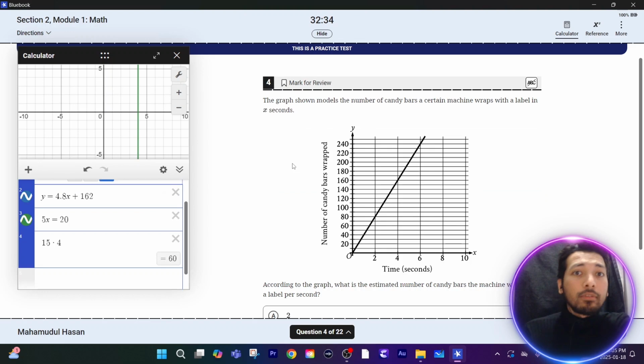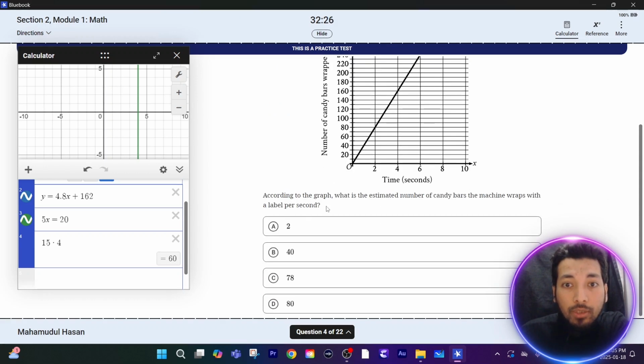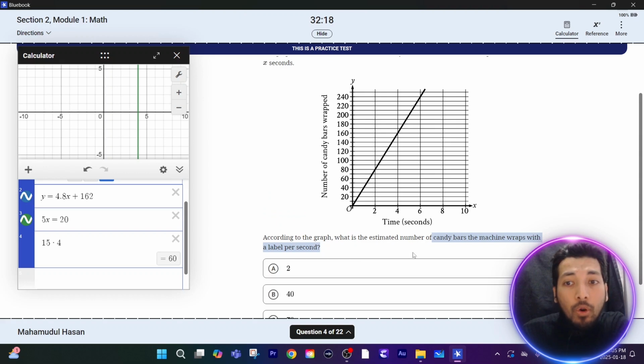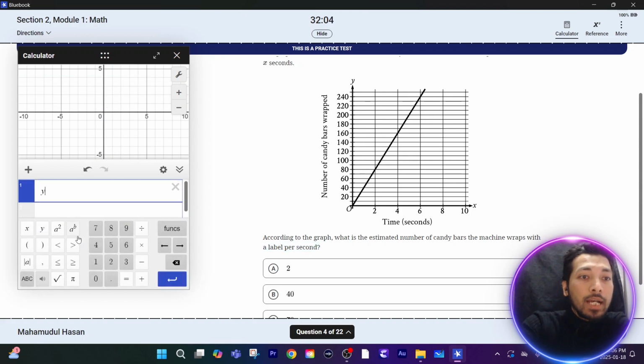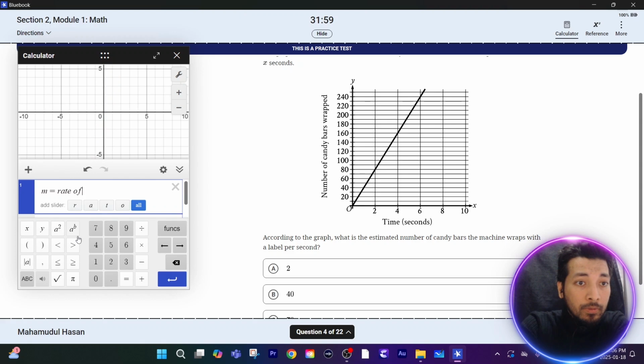Perfect. Okay. Problem 4 says the graph shown models the number of candy bars a certain machine wraps with a label in x seconds. According to the graph, what is the estimated number of candy bars the machine wraps with the label per second? That means we need to find the slope, because anytime we have to deal with something per second or something per something, the word per refers to division. In the concept of a linear line, the m refers to rate of change. That means we need to find the slope of this line.